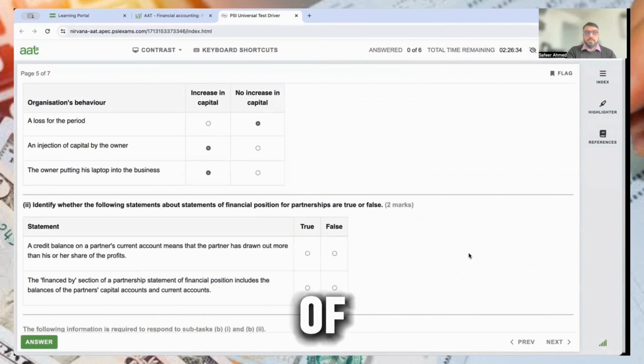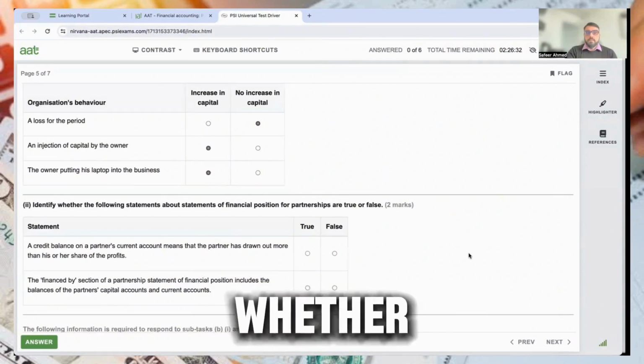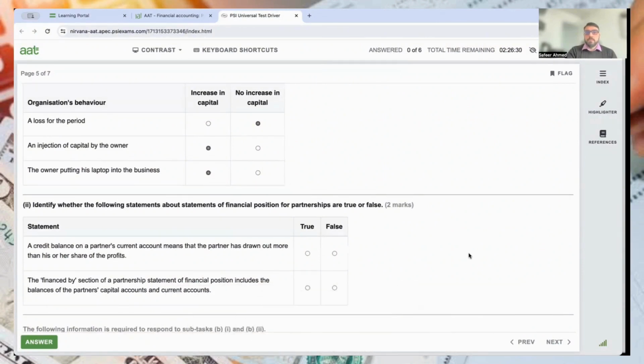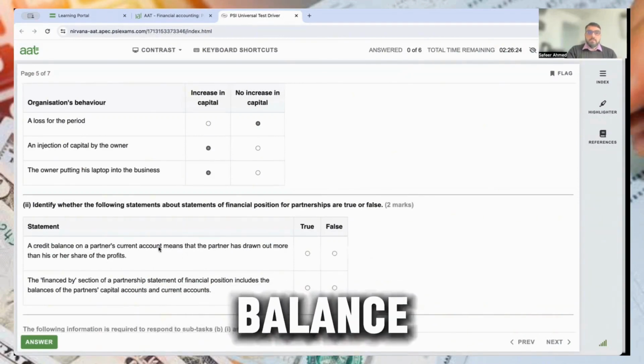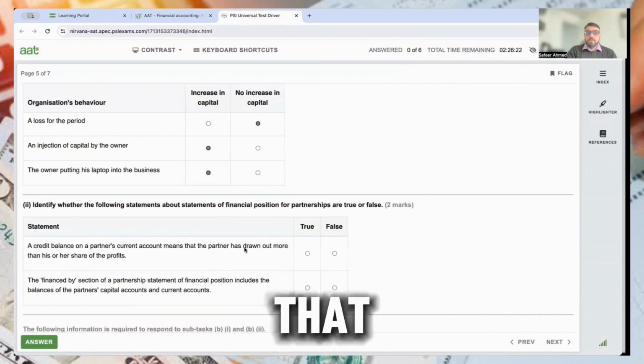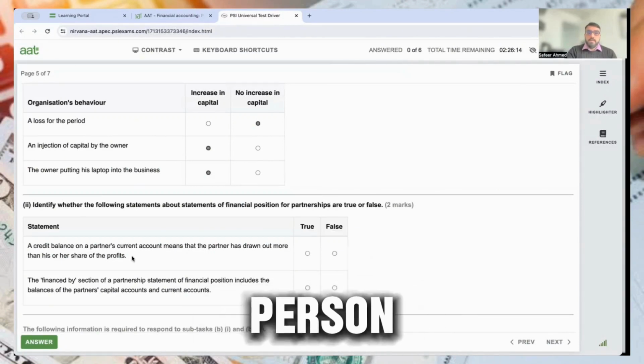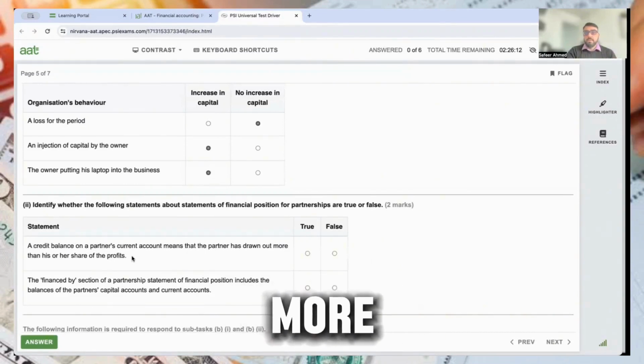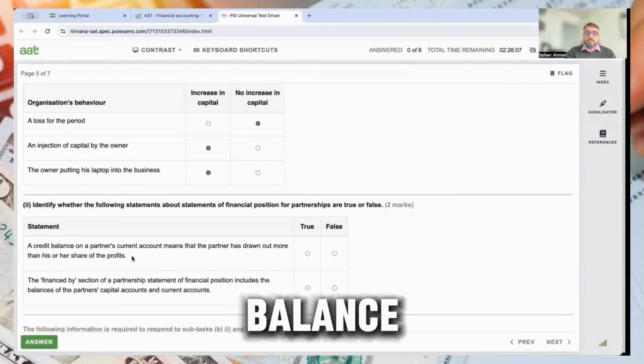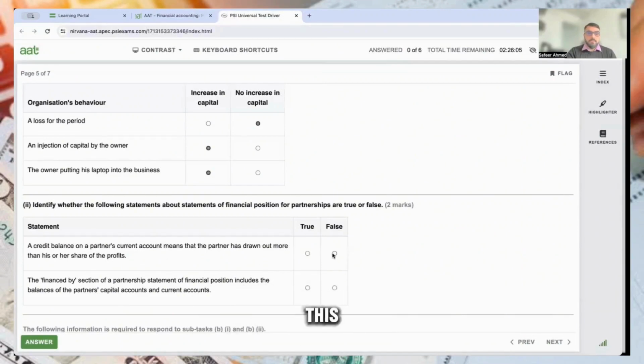Okay, the next part of this is: identify whether the following statements about statements of financial position for partnerships are true or false. So the first one is: a credit balance on a partner's current account means that the partner has drawn out more than his or her share of profits. Now that's false, because a credit balance means that the person has this much more than what they have taken out. So this is kind of a positive balance in that sense. So this will be false.